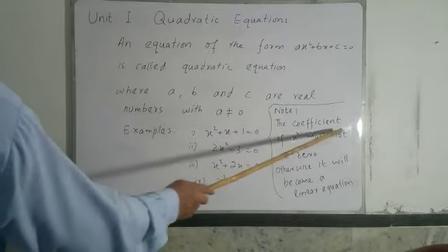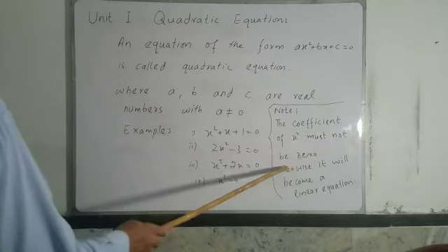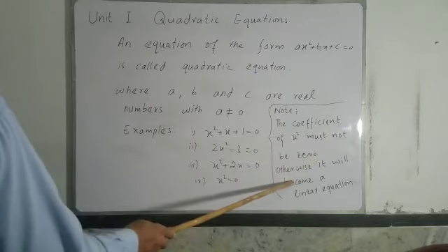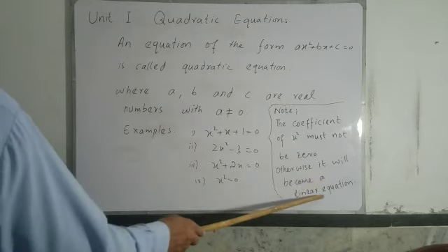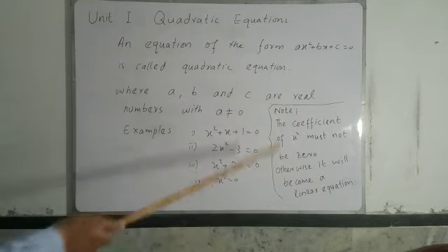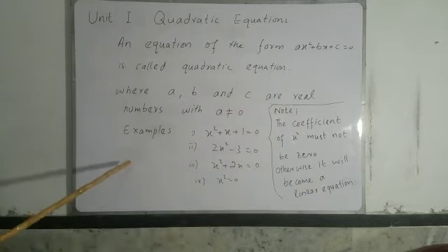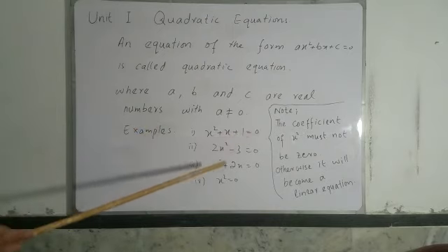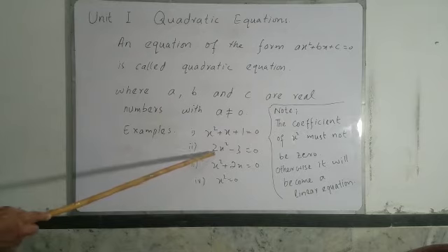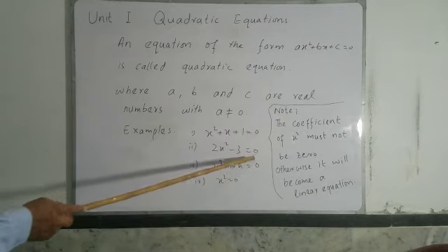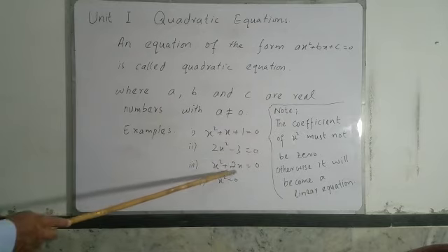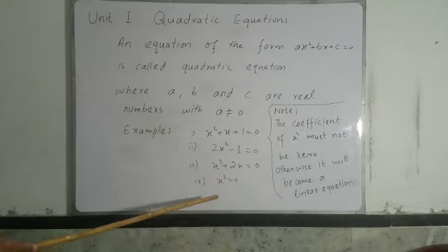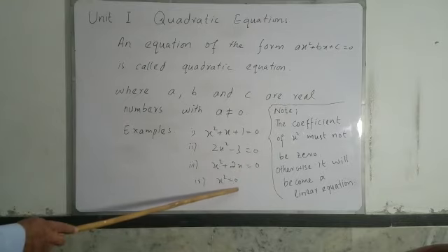Note, the coefficient of x square must not be 0, otherwise it will become a linear equation, as I told you. Now some examples of quadratic equation are x square plus x plus 1 equals to 0. The other is 2x square minus 3 equals to 0. The next one is x square plus 2x is equal to 0. The next one is x square is equal to 0.